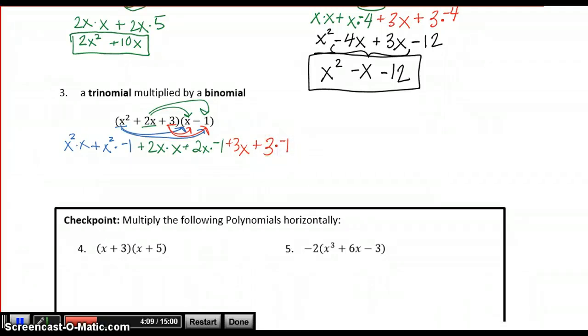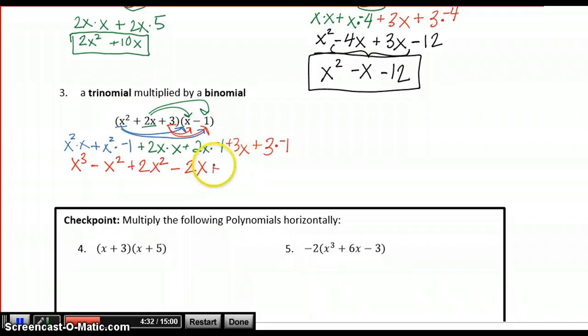So we can simplify this. X squared times x gives us x to the third power. X squared times negative 1 gives us minus x squared. 2x times x gives us plus 2x squared. 2x times negative 1 gives us minus 2x. 3 times x gives us plus 3x. And 3 times negative 1 gives us a minus 3.